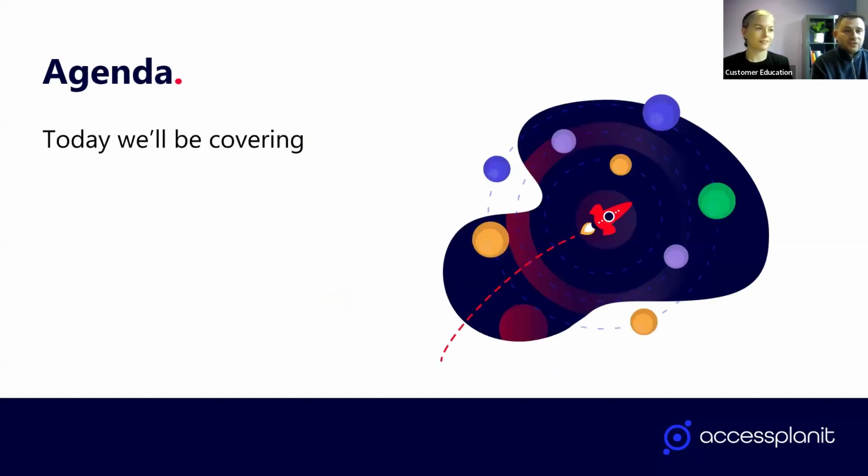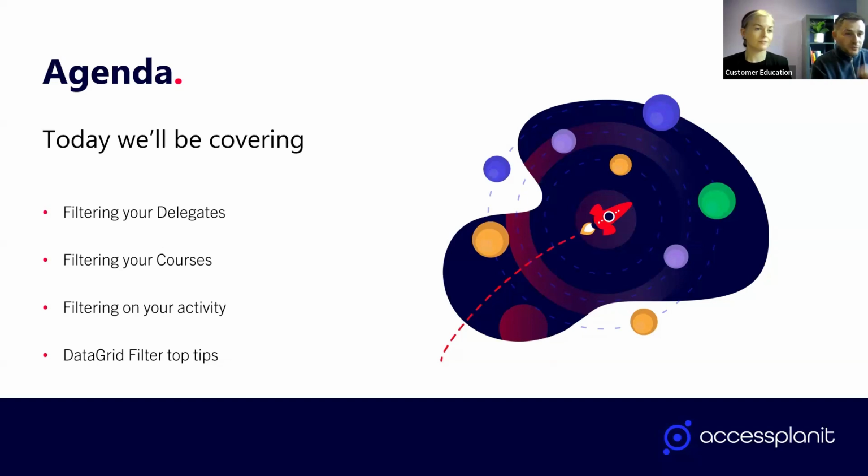Let's have a look at the agenda for this session. We're going to look at two main areas today. First will be filtering the delegates data grids. The second will be the course data grids. Then we're going to look at how you can filter data grids to focus on items that you've been working on. We'll wrap up with some top tips to help you get the most out of your data grid filters.